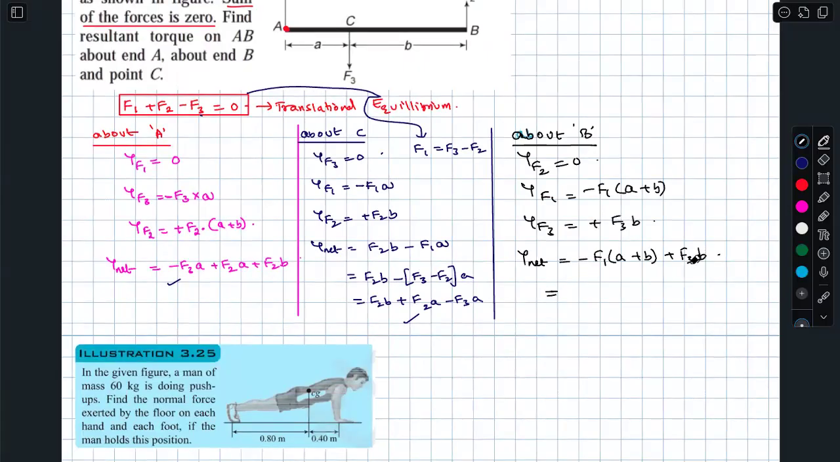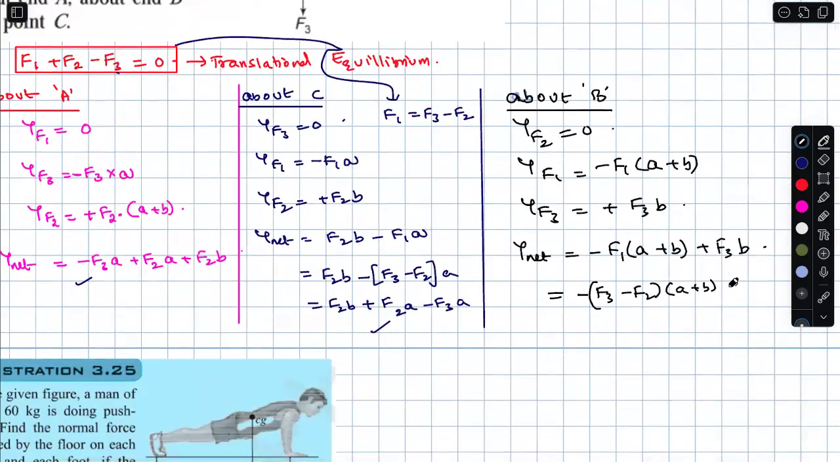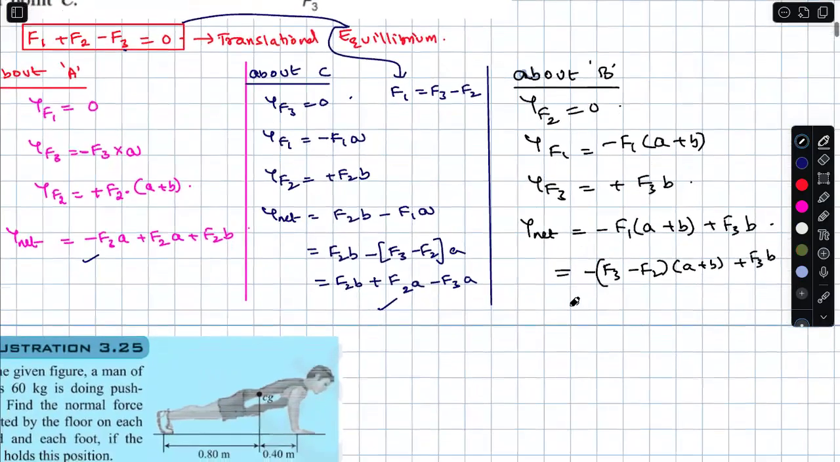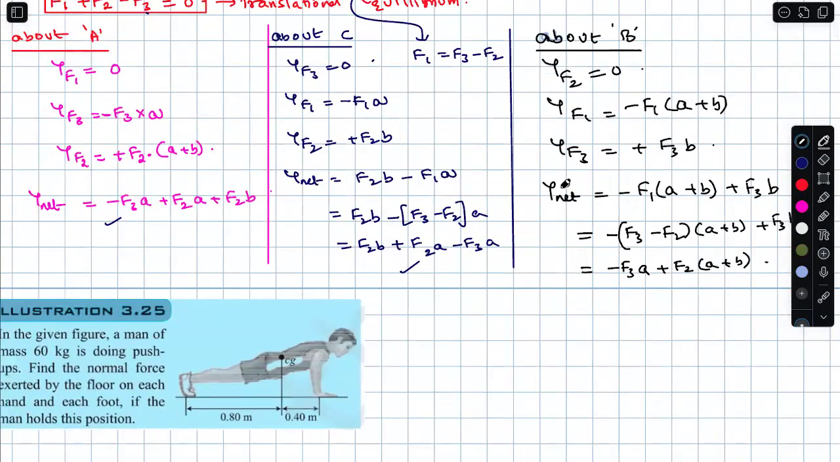Remember, I want to express only in terms of F3 and F2. I'll eliminate F1 again from here: minus (F3 minus F2) times (A plus B) plus F3B. Trust me, you will again get minus F3B plus F3B cancelling out here. Then minus F3A remains, and plus F2 times (A plus B) remains. Right, so it is the same.